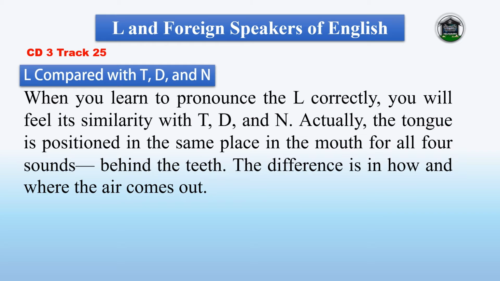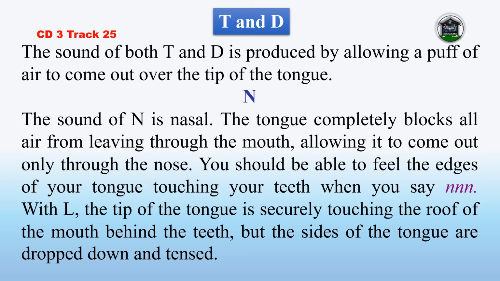L compared with T, D, and N. When you learn to pronounce the L correctly, you'll feel its similarity with T, D, and N. Actually, the tongue is positioned in the same place in the mouth for all 4 sounds, behind the teeth. The difference is in how and where the air comes out. T and D. The sound of both T and D is produced by allowing a puff of air to come out over the tip of the tongue. N. The sound of N is nasal. The tongue completely blocks all air from leaving through the mouth, allowing it to come out only through the nose.